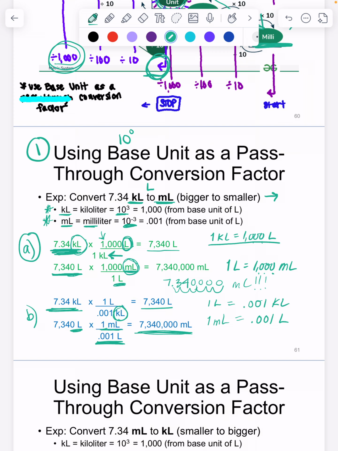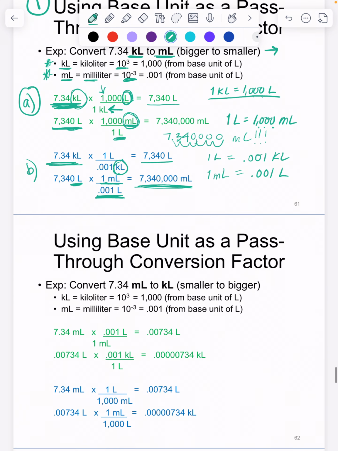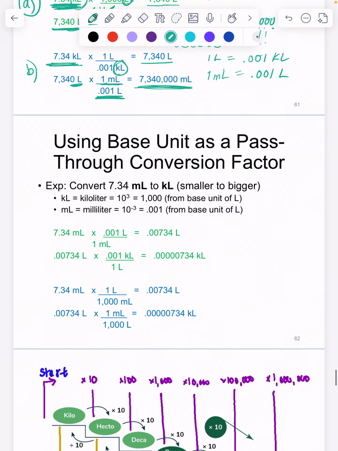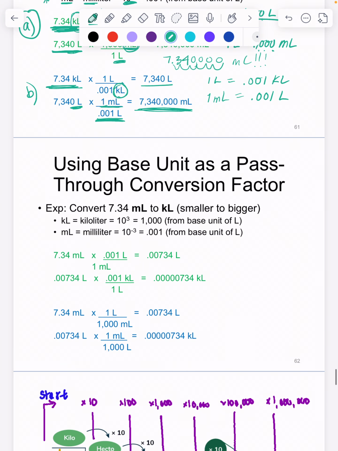So that's kind of how it works, is there's multiple different ways that we can use dimensional analysis, right? So again, I come down here, these are the same numbers, but instead of going bigger to smaller, we're going smaller to bigger. So this time they want milliliters to kiloliters, right? Smaller to bigger. Again, I remind you of these equivalencies, and we come down to A and B. Very cool. And actually, you see that this time it's reversed.